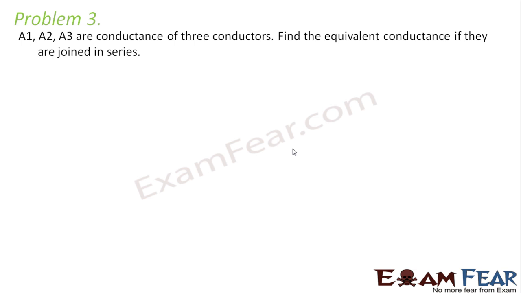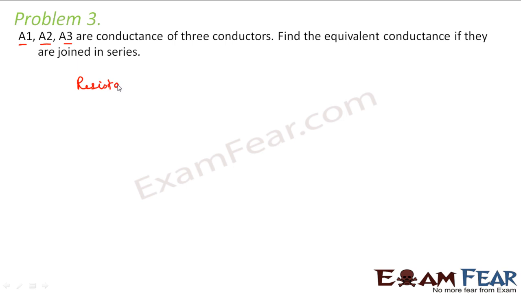It says that A1, A2, A3 are conductances of three conductors. We have to find the equivalent conductance if they are joined in series. We have talked about resistances joined in series, capacitors joined in series, cells joined in series. Now you have conductors joined in series and their conductances are given here. So what do we know?